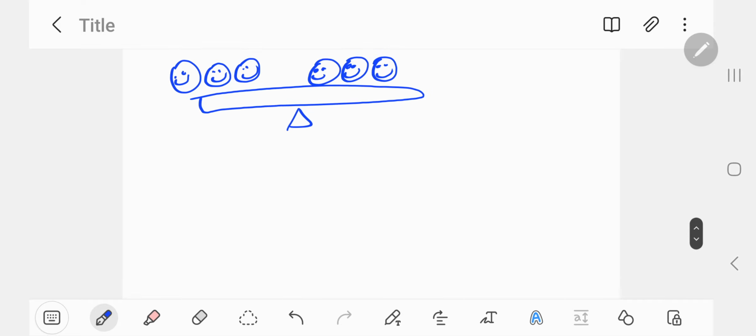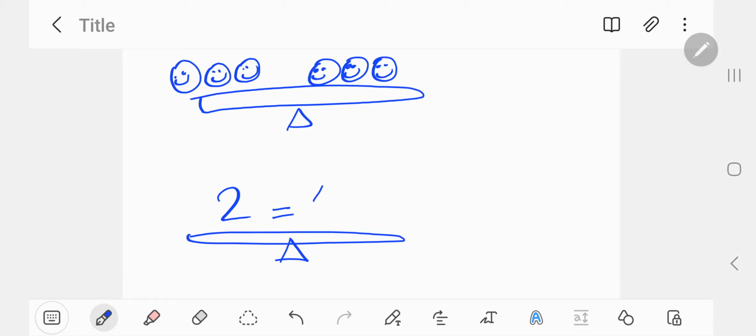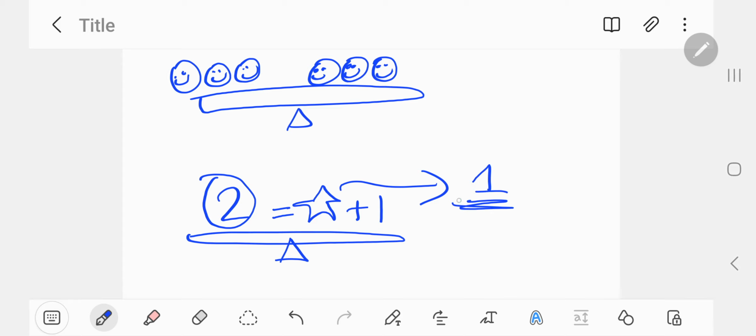Let's now take it up a notch and introduce numbers and letters. Suppose I've got a seesaw like this. Let's use some basic algebra. 2 is equal to star plus 1. What's the star? Well, we know the left-hand side has to be 2. The right-hand side has to be 2 as well. The star plus 1 is 2. The star would have to be 1.